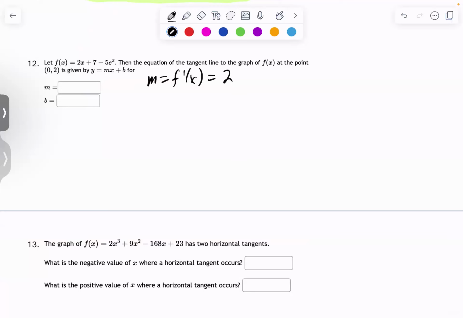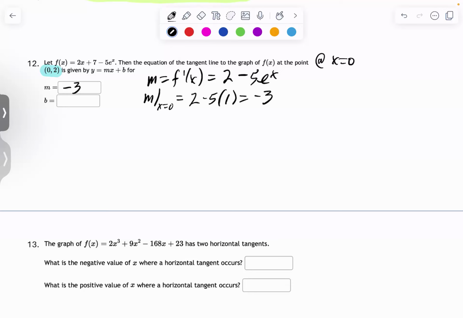This is going to be 2 minus 5e to the x. And the point specifically is when x equals 0. They tell us that right here, that x equals 0. So the slope at x equals 0 is 2 minus 5, and e to the 0 is just 1, so this is negative 3. So the slope is negative 3.